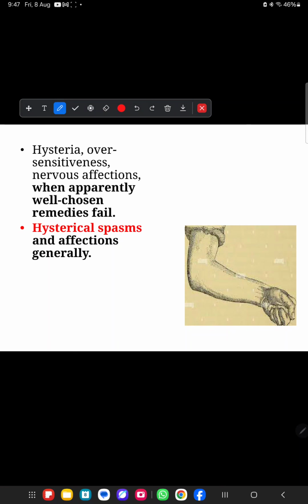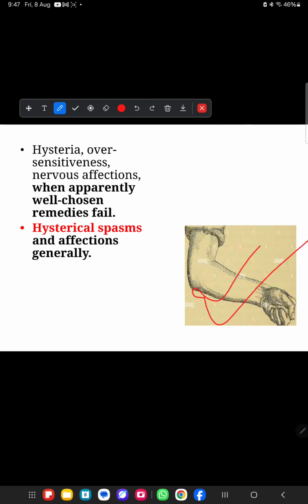Hysteria, oversensitive and nervous affection when apparently well-chosen remedy fails. Suppose the patient is coming to you and is very sensitive, with involvement of nervous affection, and we have prescribed on the basis of totality of symptoms but that medicine is not working. हमने symptom similarity के बेस पे दवा दिया है और वो वर्क नहीं कर रहा है, fail, then we can think about this medicine. And you can see in the picture there is a hysterical spasm and affection. Generally if you find spasm, then we can think about this medicine.